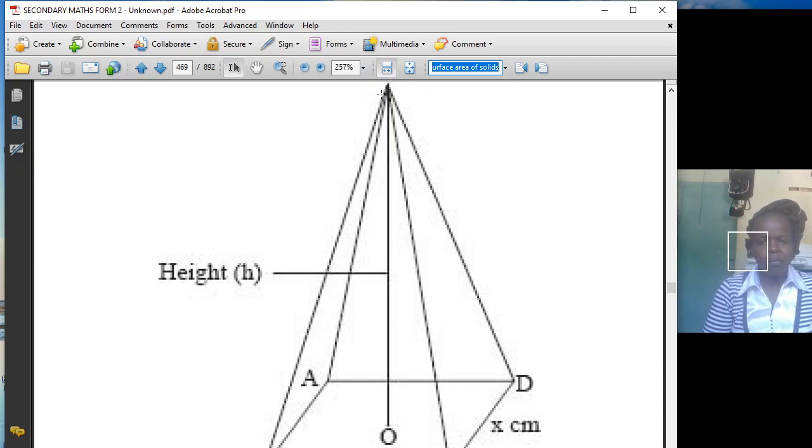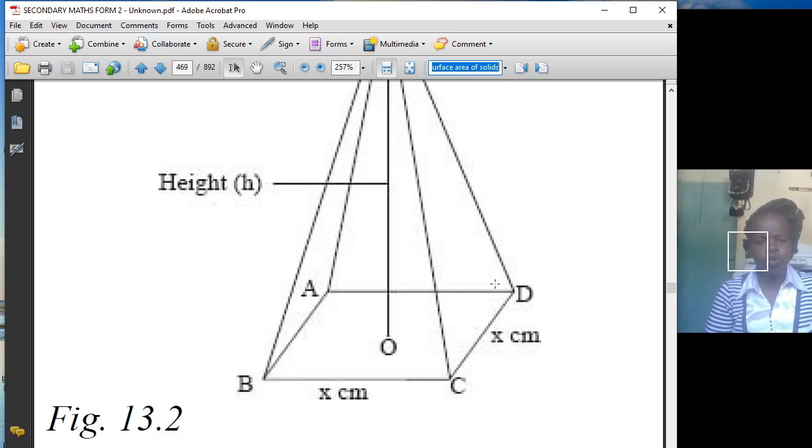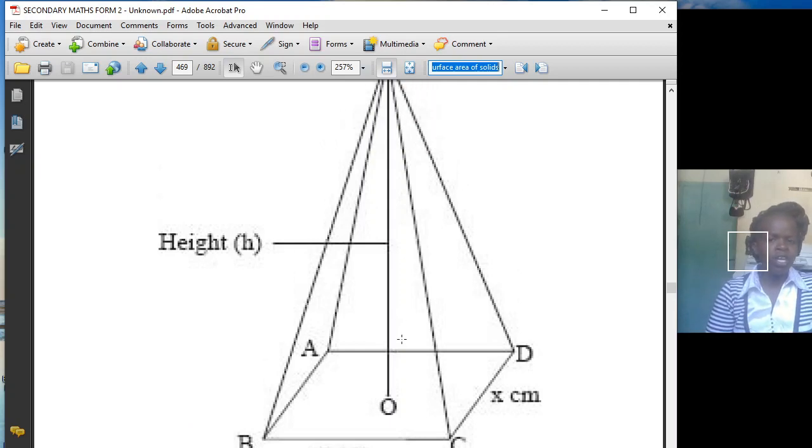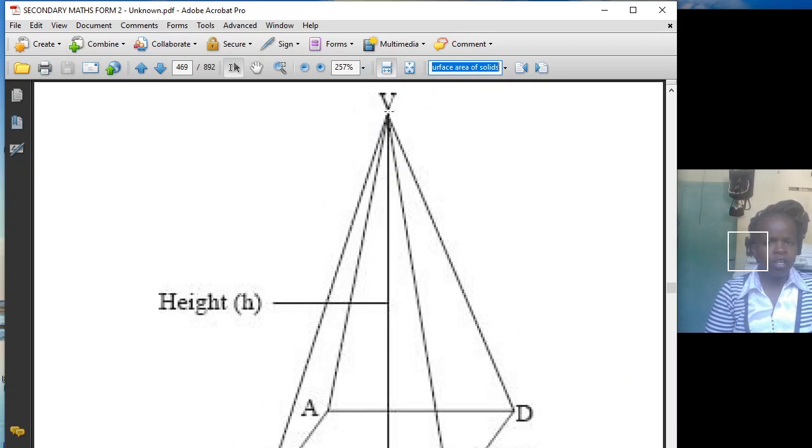So one thing you need to remember, the perpendicular height meets the base at a right angle. So if you join O to A, O to D, O to C, and O to B, you will form a right angled triangle. That is like triangle VOC is right angled at O. VOD is right angled at O. That information will assist you when you're doing your calculation.